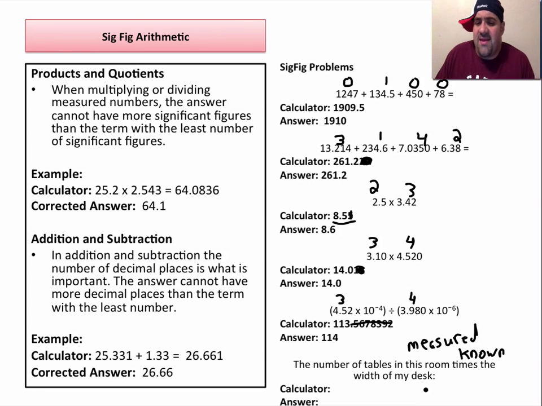So please don't forget the difference between measured and known numbers. Measured, you get them with a ruler, thermometer. If you're counting or definitional, 12 eggs in a dozen, those are known numbers. Sig fig rules don't apply to them. So it's only to measured numbers. Always, when we're doing sig figs, we're dealing with measured numbers, and we have our 2 rules.